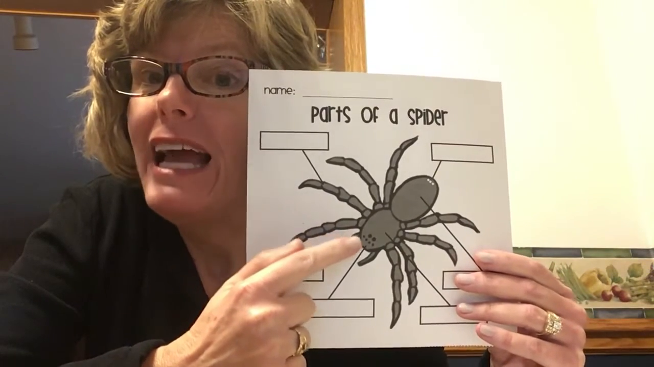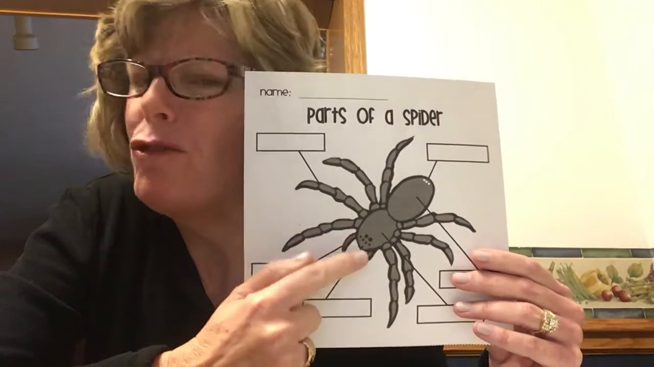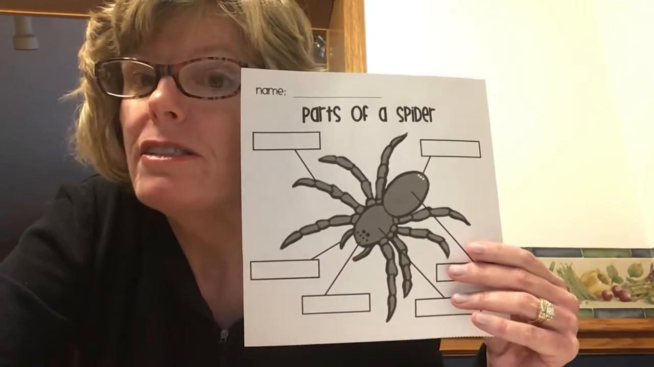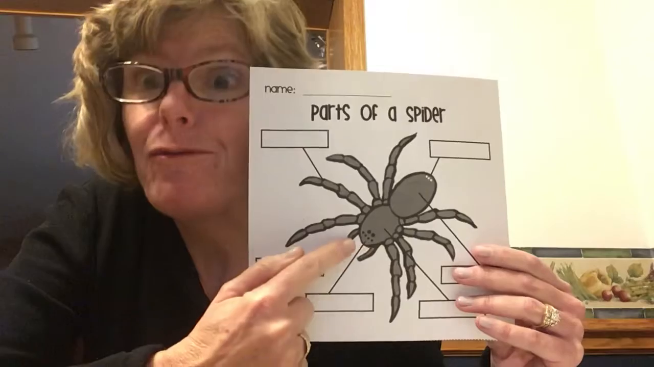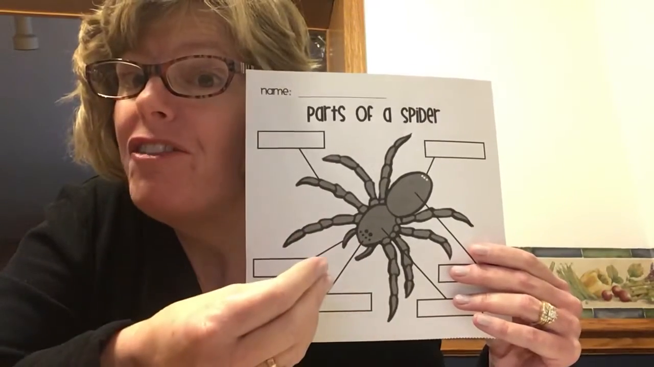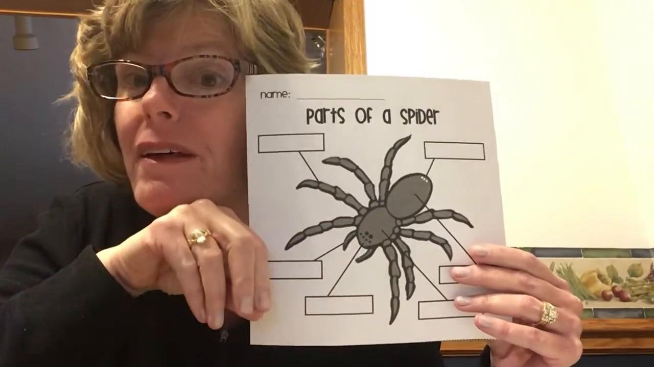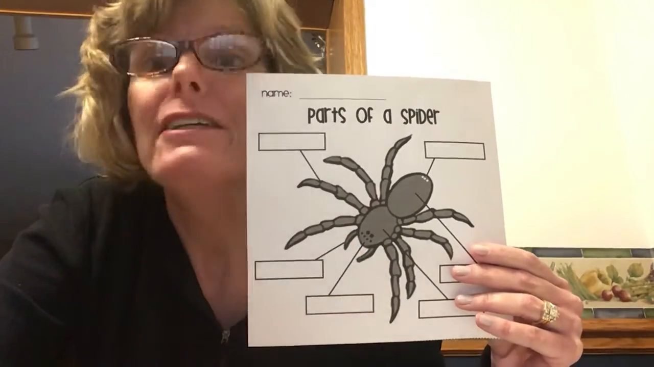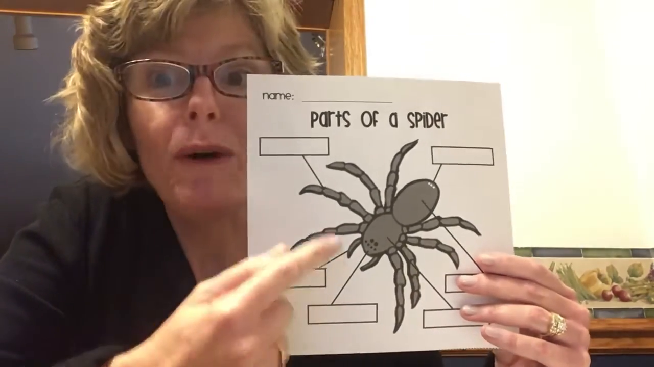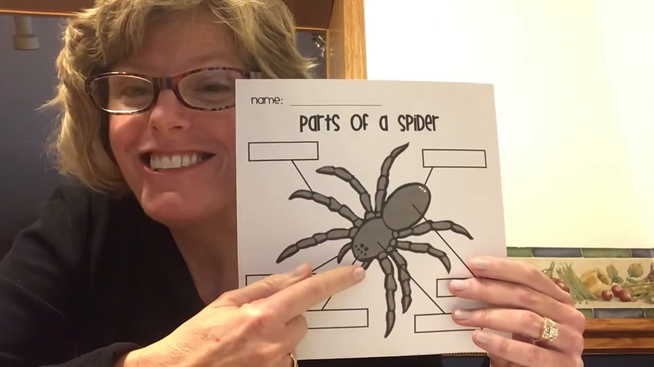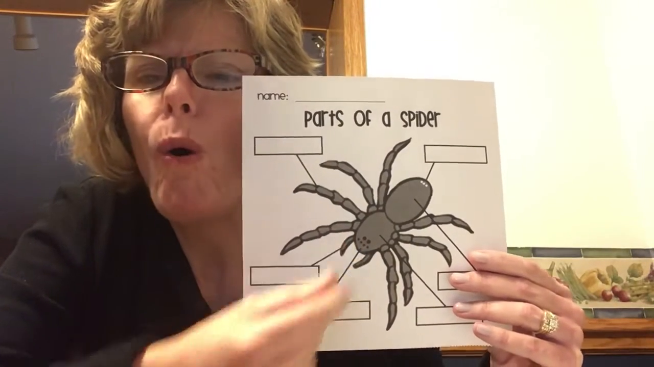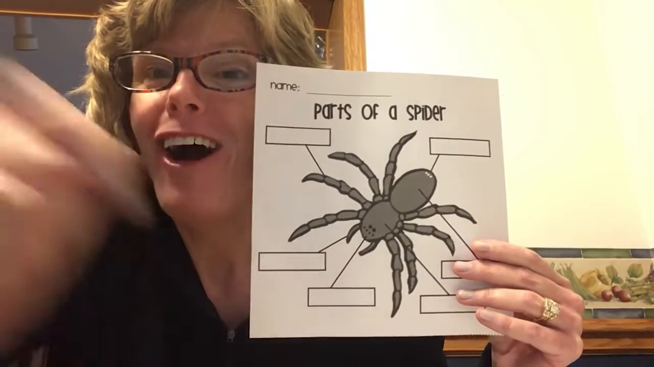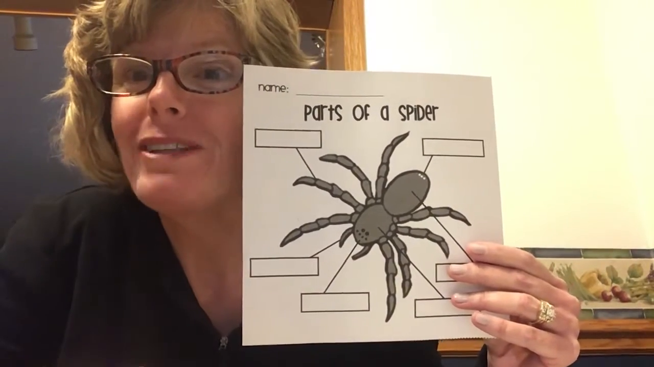Here's our last part. Our last part are these two. They kind of look like short legs, don't they? Those are called feelers. And they use it for just what it says, to feel things, to grab things. Most of the things it's going to grab is food. Whatever it's going to eat for its dinner or its lunch, it's going to grab and hold that food with its feelers.